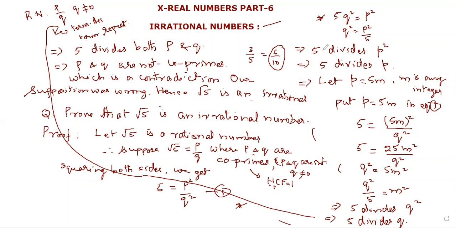Theorem 1.3, and here 5 divides p square, so 5 will divide p. That means p is a multiple of 5, so we will take 5m. When you have to prove root 2, p will be equal to 2m, and substituting in equation 1 will show that it also divides q. So when it divides both p and q, then p and q are not co-primes, which is a contradiction. Our supposition was wrong. Hence, root 2 is an irrational number. This is proved.